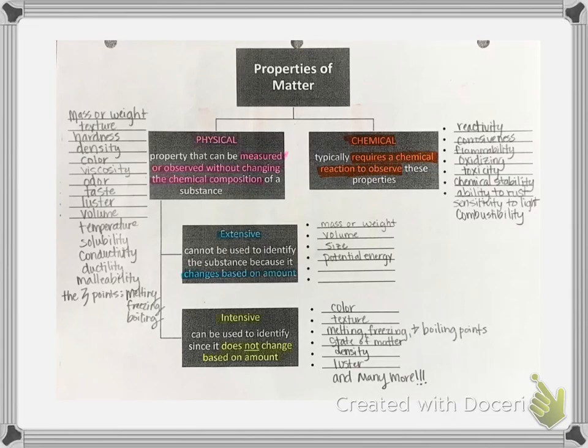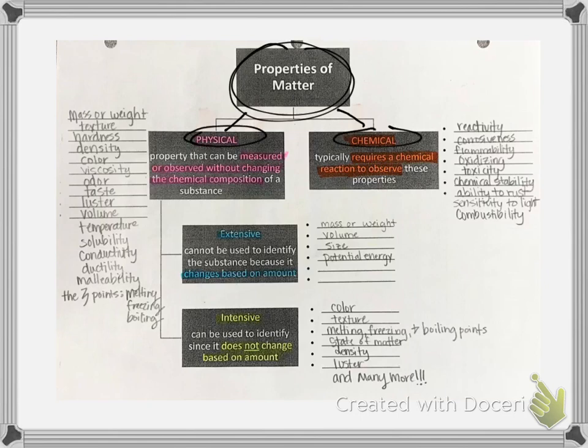Okay, guys, we are just a few days into our chapter over matter, and I just wanted to take a second to review what we started on last week before I begin this next phase, which is classifying matter. So last week we talked about the properties of matter, and we said that matter can be divided into two broad categories, physical and chemical.